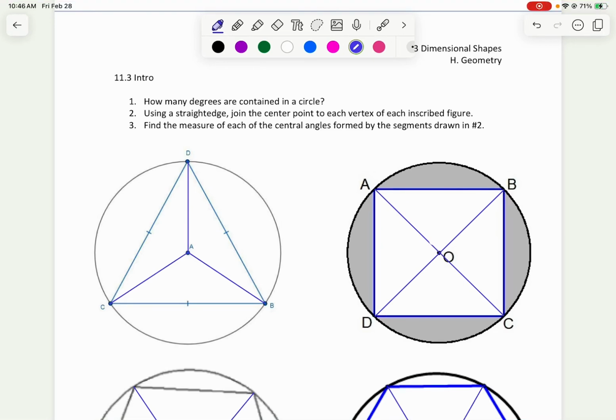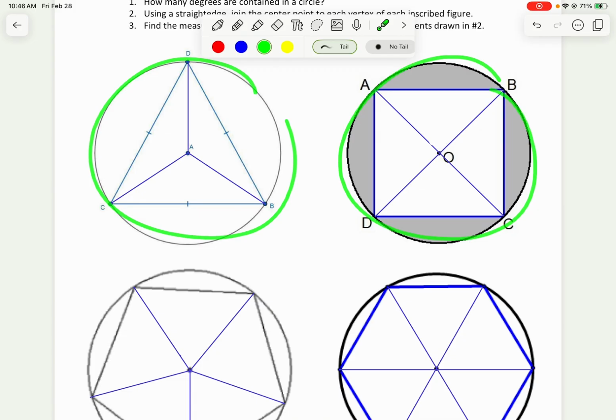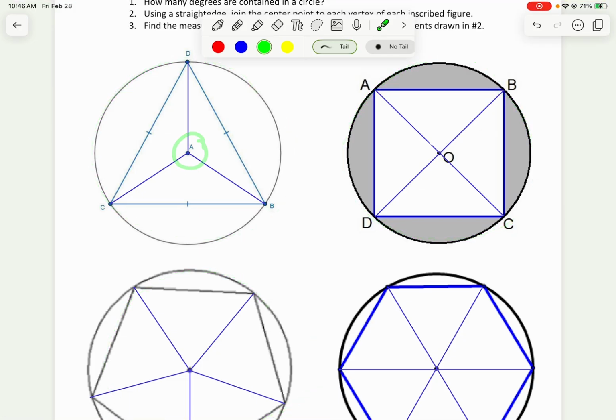Hello, y'all. Go ahead and find page 3 of the chapter 11 notes, and we're going to go through this. You should have already filled these in, and hopefully what you're noticing is that because each of these regular polygons is inscribed in a circle, this central angle here is going to contain 360 degrees.